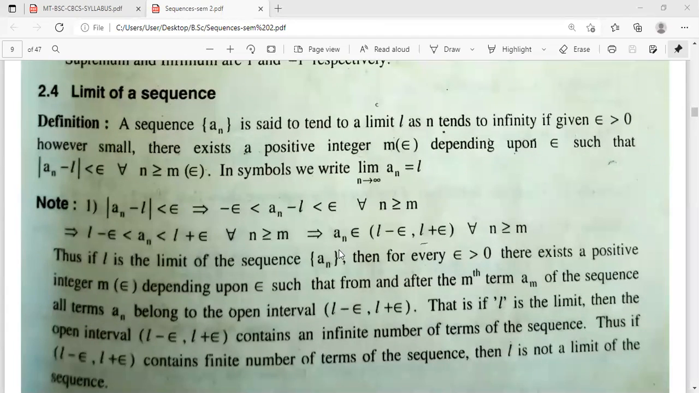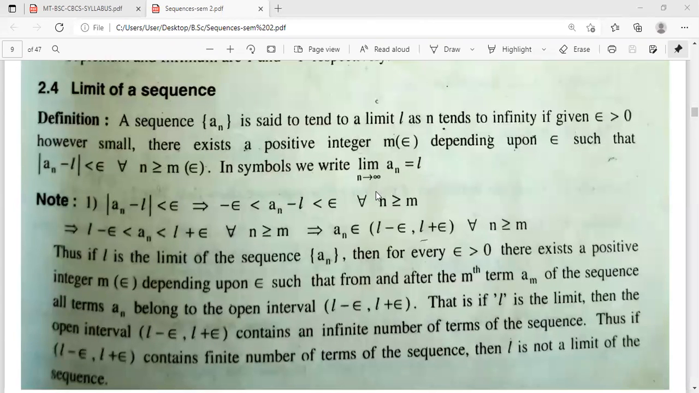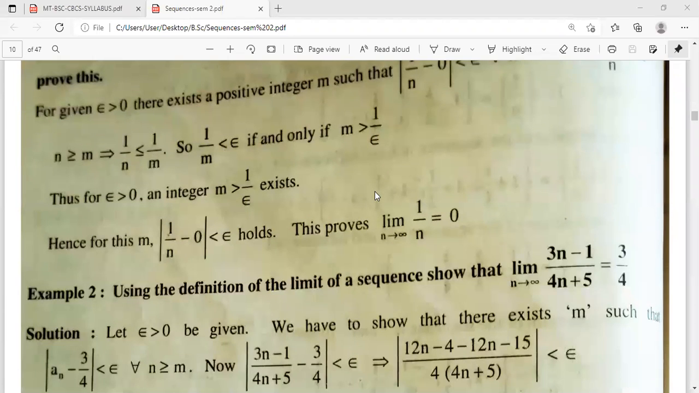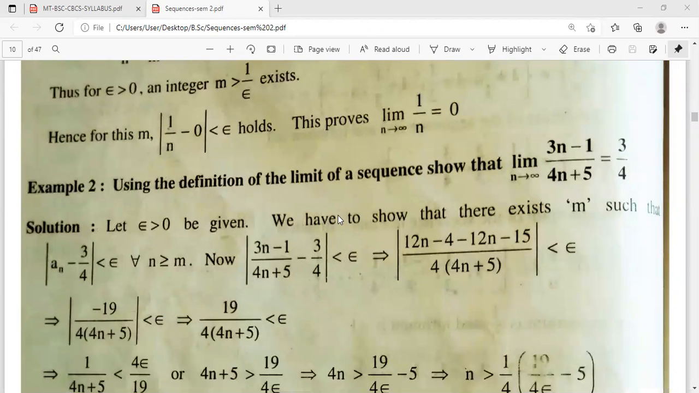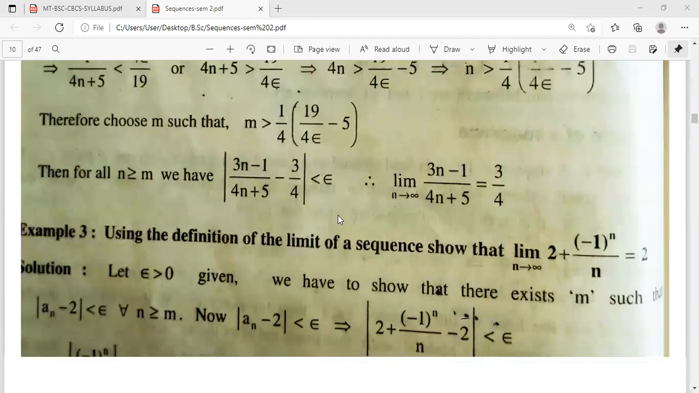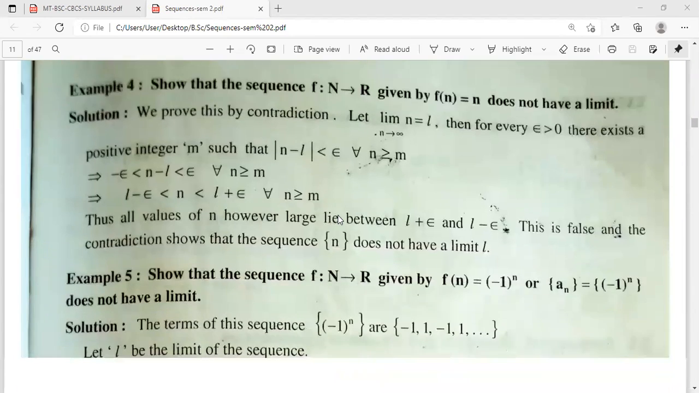Now we have already taken the limit of the sequence also. That is the definition: limit of a_n equal to L. Then you can say that L is the limit of the sequence, where a_n is the term. Now we can take some further examples; some examples are already taken.